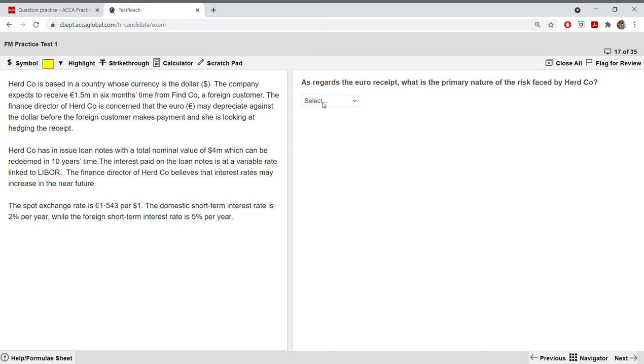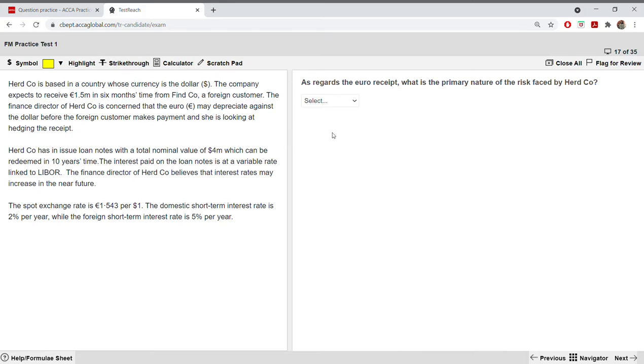Transaction, economic, translation, business. Eliminate the incorrect ones if you are confused. Definitely not business risk, because this is something to do with the euro receipt, something to do with exchange rate. Not economic risk, because economic risk is something in the long term. If it was economic risk, they would not have hedged it. You cannot hedge economic risk. It's long term in nature. They would have talked about the country policy and all those things. So not economic risk either.